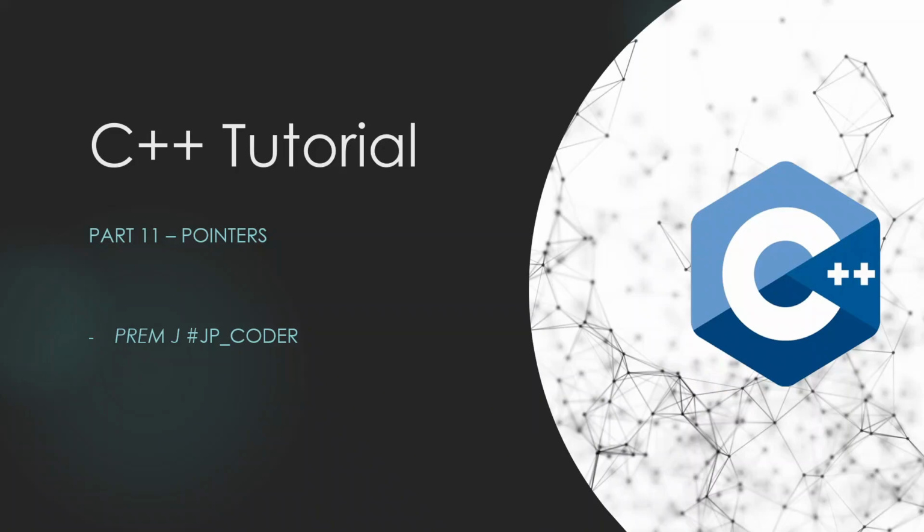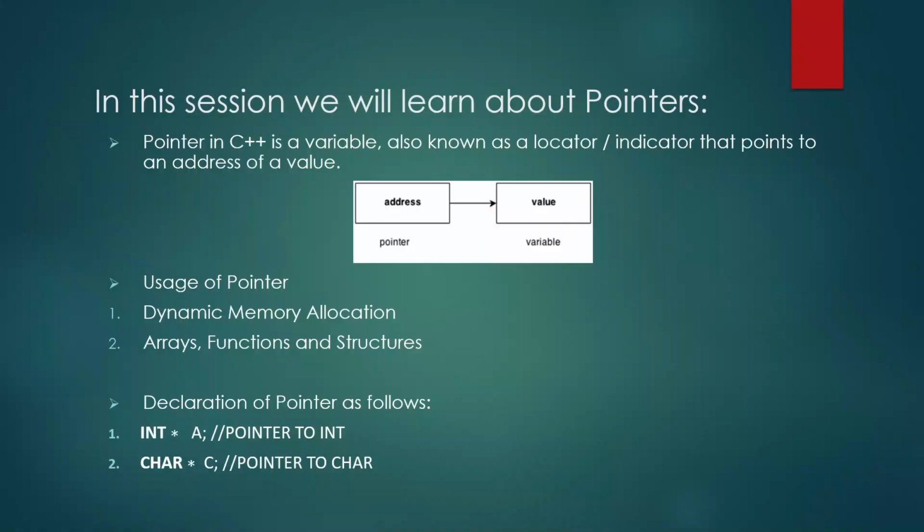Hello and welcome guys. Today we are going to learn about the pointers available in the C++ language. So basically the pointer is a variable. It is also known as the locator or indicator that points to an address of the value.